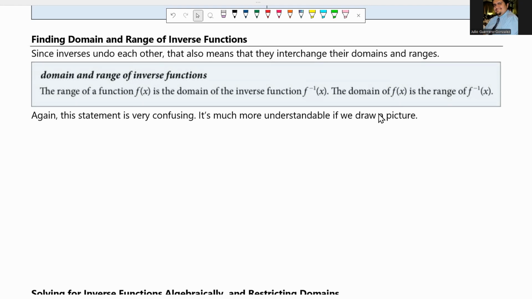So now the idea here is, what does that mean in terms of f inverse? We know that f inverse has to grab everything that f does and undo it. But what does that mean? The definition is right there in the little box: the range of a function f of x is the domain of the inverse function, and the domain of f of x is the range of f inverse. That sounds complicated as heck. It's much easier if we can draw the picture, just like we did in the first or second week of class.